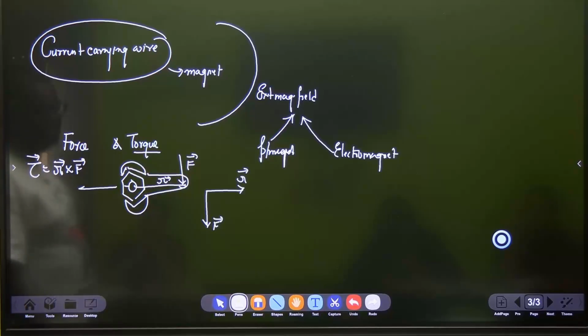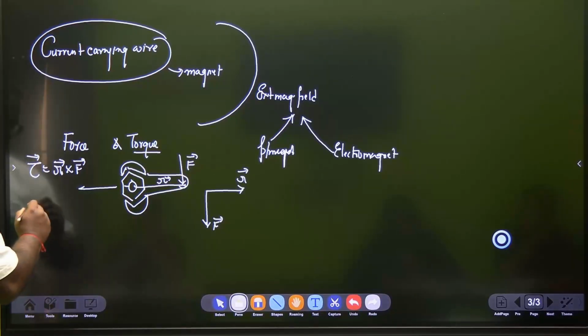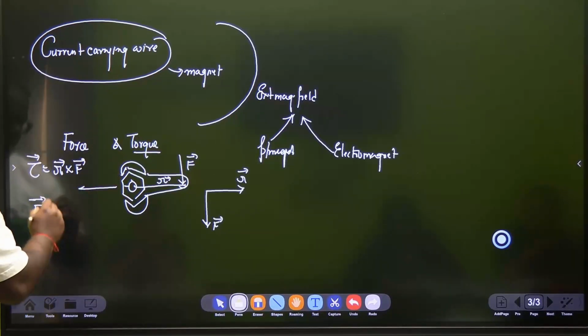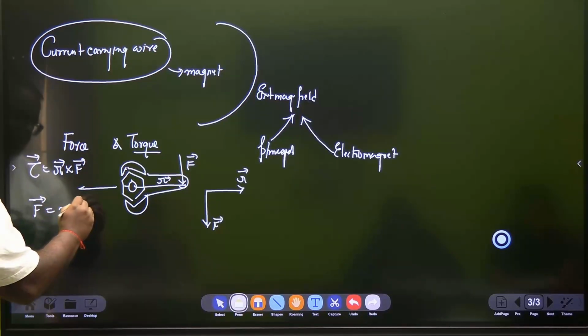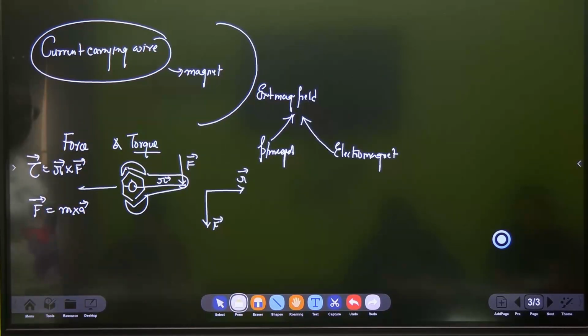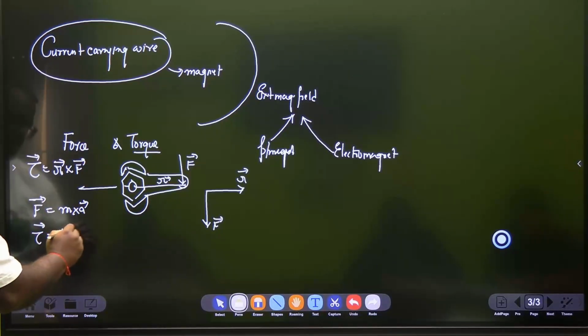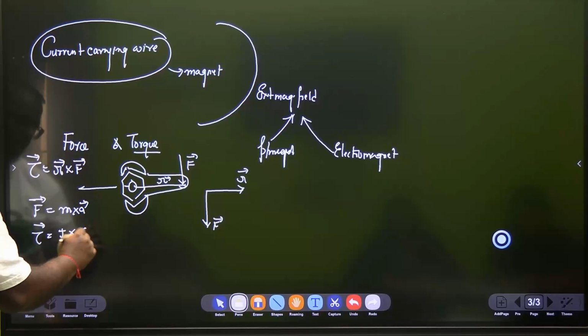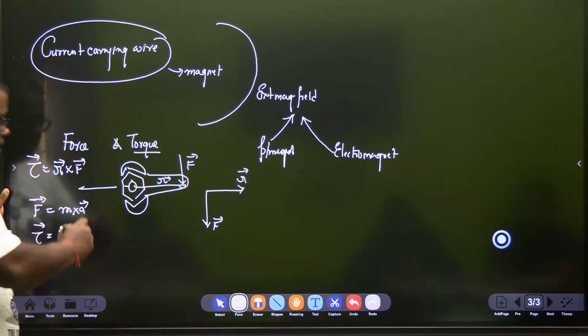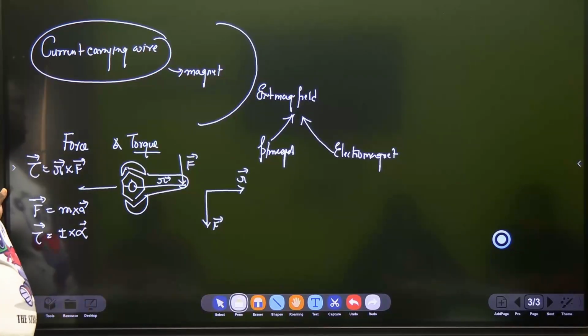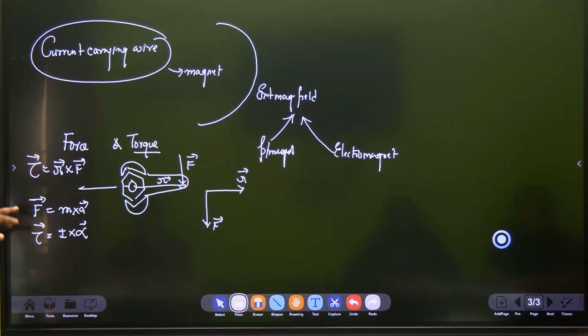Number one, so remember this definition. Another definition: just like force is mass times acceleration, torque in rotational kinematics is mass moment of inertia times angular acceleration alpha. This is ma, this is I alpha.